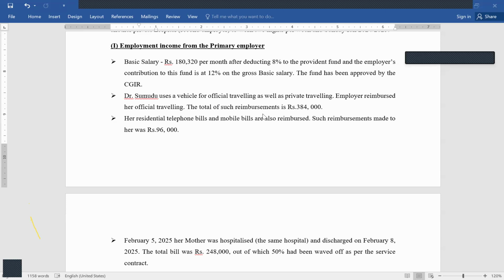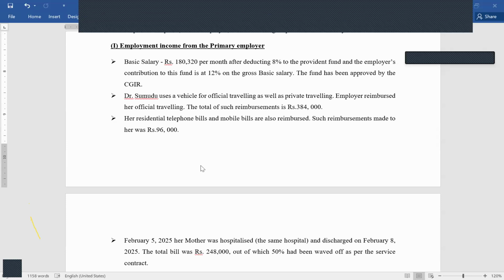I spend for a task of the office, and the employer gives it to me. I spend for something personal, and the employer gives that to me as well. Which one is the benefit for Dr. Sumudu? Both are reimbursements, but the situations are very different. The first one Sumudu incurred for official purpose. The second one Sumudu incurred for private purpose.